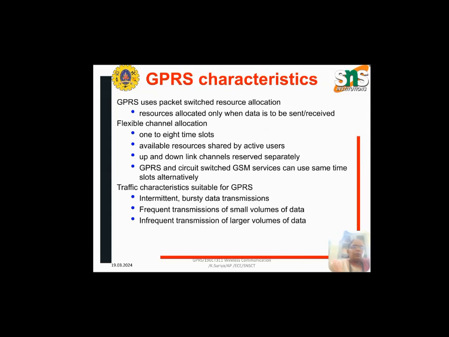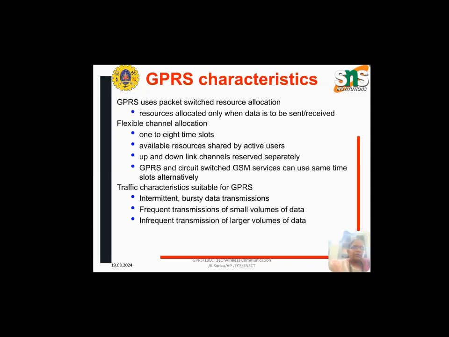Next, we will see about the important characteristics of GPRS. So, GPRS uses packet switch resource allocation. Resources are allocated only when data is to be sent or received. It has flexible channel allocation of about 1 to 8 time slots, and available resources are shared between all the active users. Up and downlink channels are reserved separately. GPRS and circuit switch GSM services can use the same time slots alternatively.